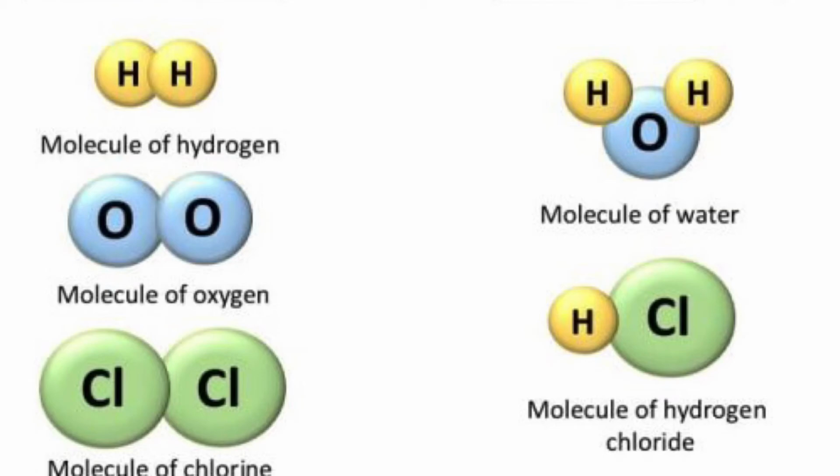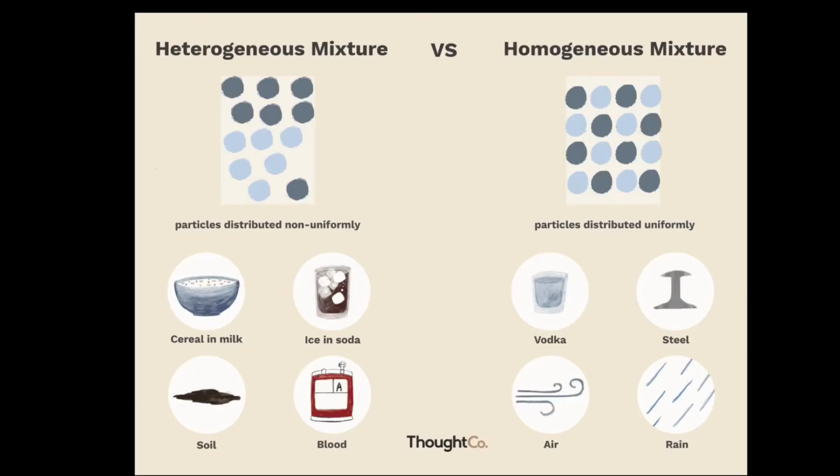Mixtures differ from compounds because the components of a mixture aren't chemically bonded to each other and aren't mixed in a fixed ratio. Because the substances in the mixture aren't chemically bonded to each other, each substance retains its physical properties. It's possible to separate a mixture into its components by physical processes.